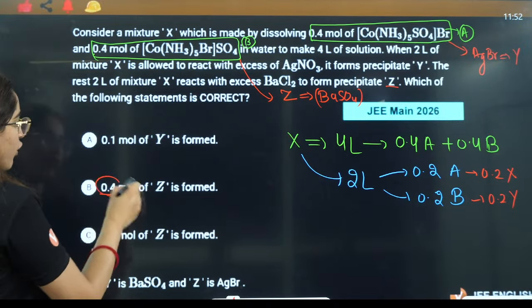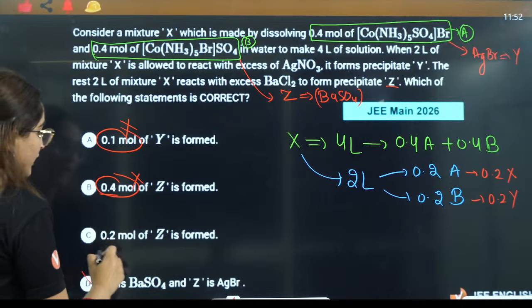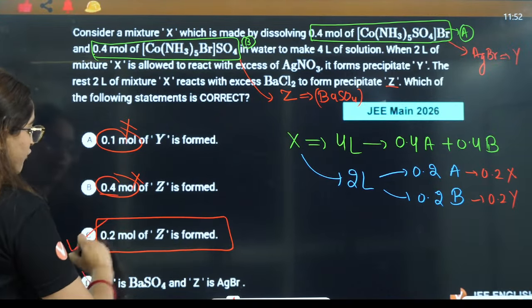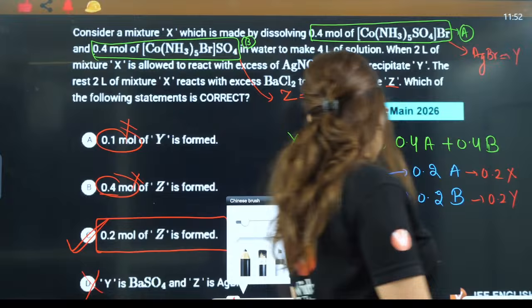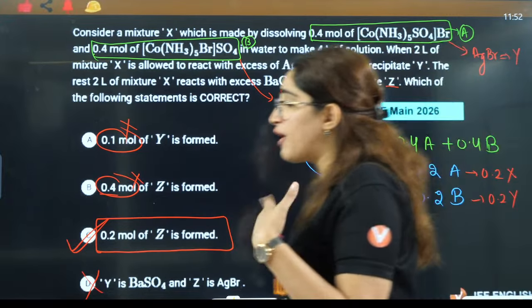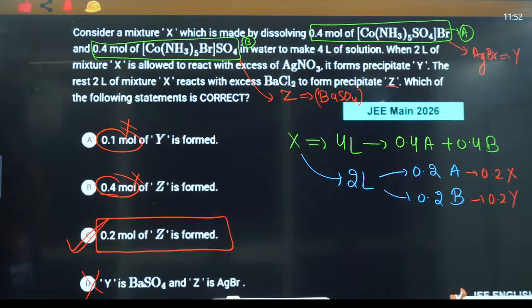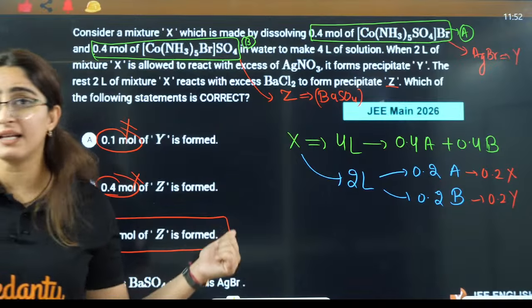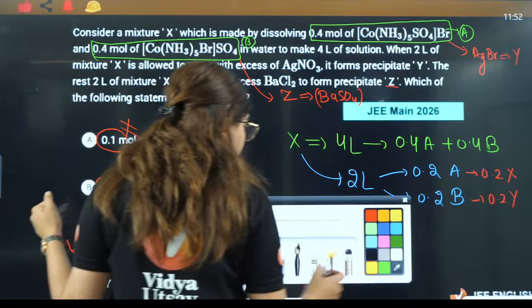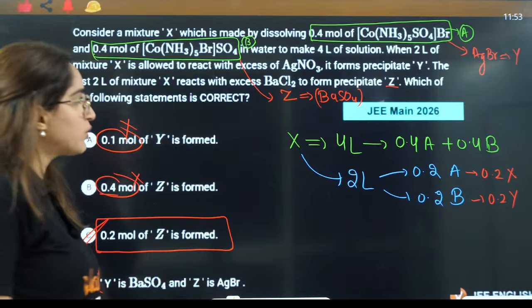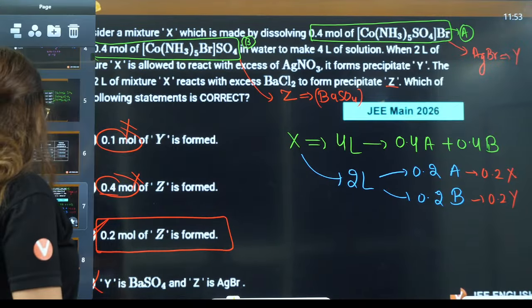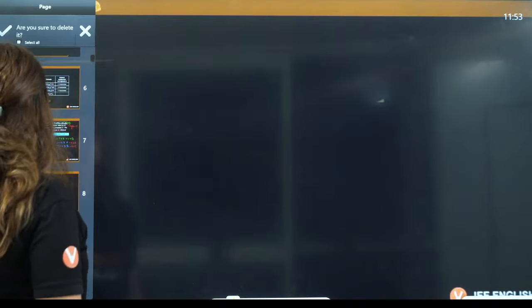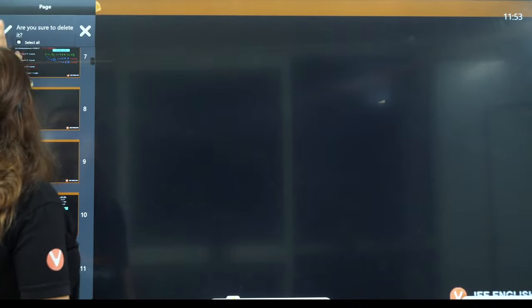Now 0.4 of this is formed, 0.1, no. 0.2 of Z and 0.2 of Y is formed. So answer will be C is the correct answer here. The way of asking it is different. Otherwise it's a very simple question. Okay, tell me. Tell me, is that clear? That works for all of you? Tell me. That works, guys, right? So that is your latest JEE 2026 question here, right?